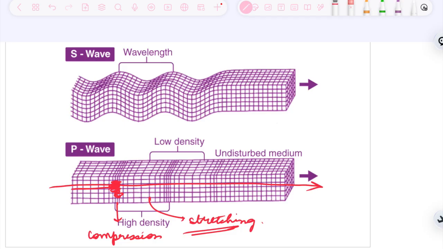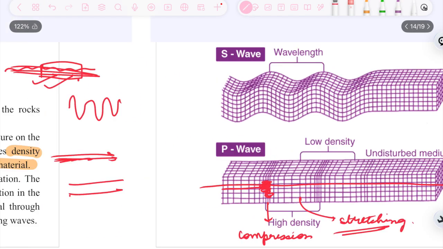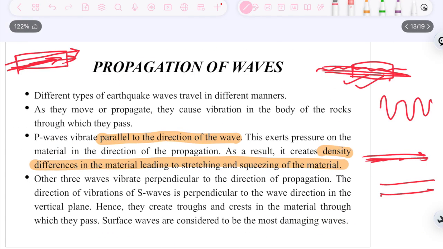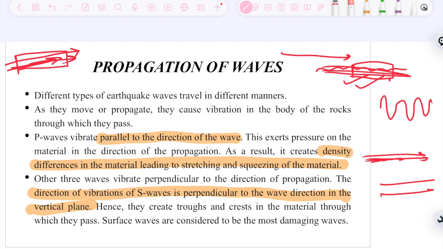As the P wave, the energy travels in the parallel direction to that of the wave. However, now let's see what is the case of S wave. In the S wave, or for that matter all the other waves except that of P waves, the direction of vibration of S wave is perpendicular to the wave direction in the vertical plane. So we have already known that if this is the plane, this is perpendicular. So hence they create trough and crest in the material through which they pass.